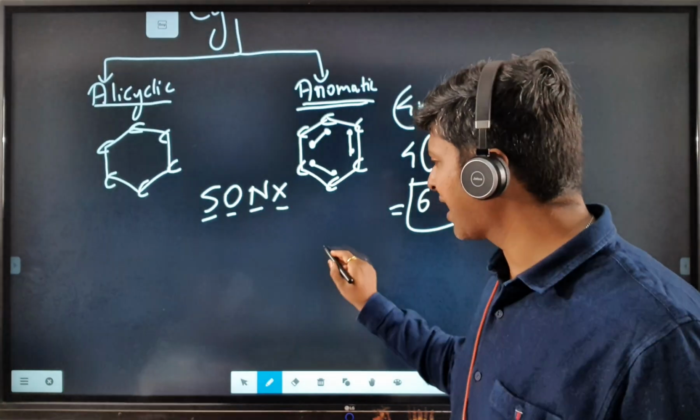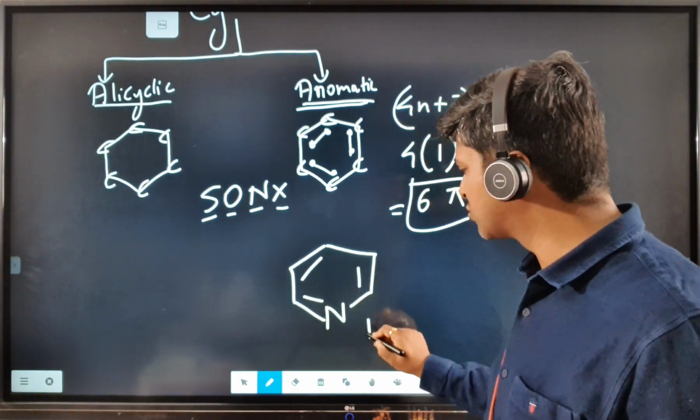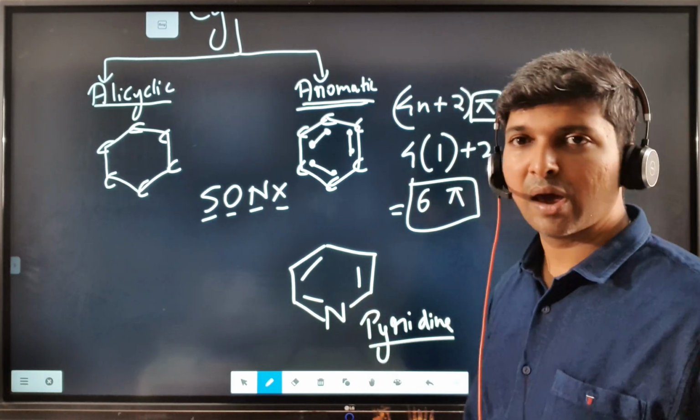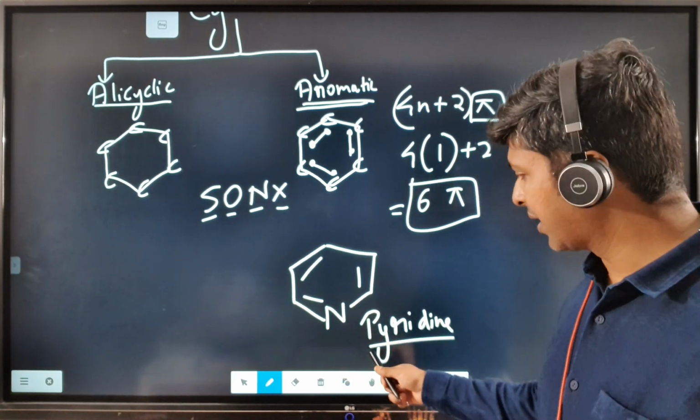So if you are having this kind of a structure, this is called the structure of pyridine. This is not benzene anymore. Earlier it was benzene, now it is pyridine. So it is heteroaromatic. It's aromatic, but instead of carbon, it's having a nitrogen over here. This is called pyridine.